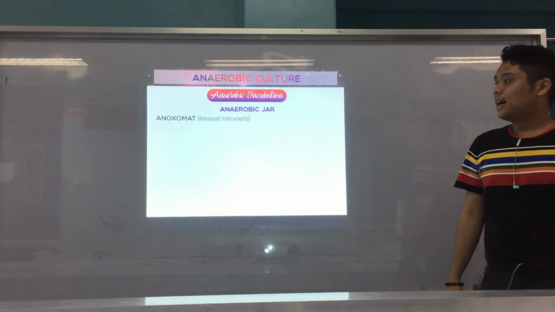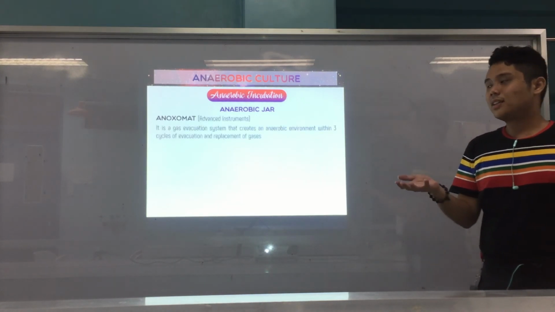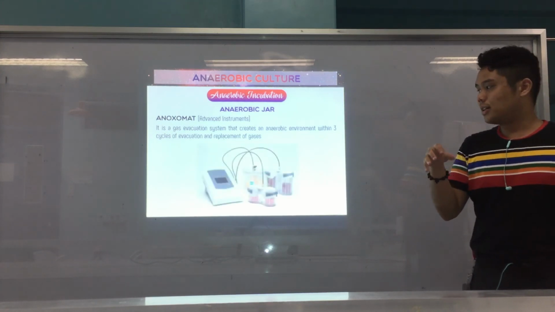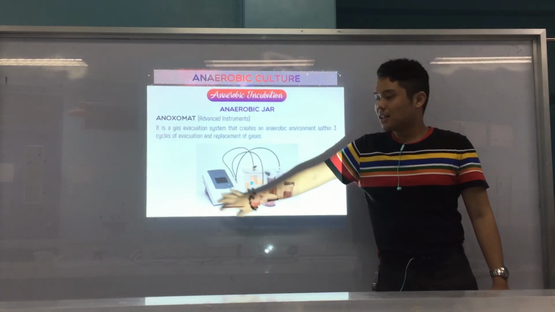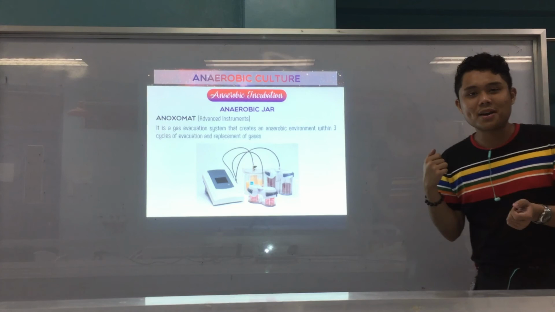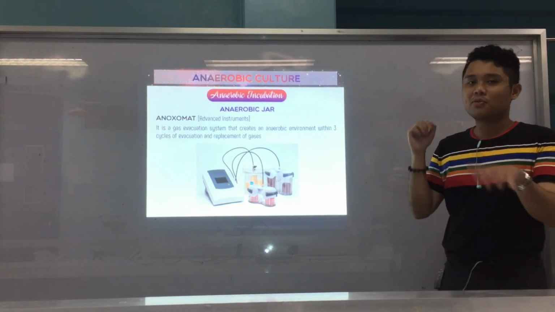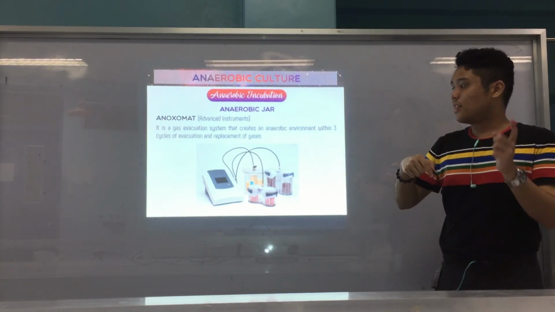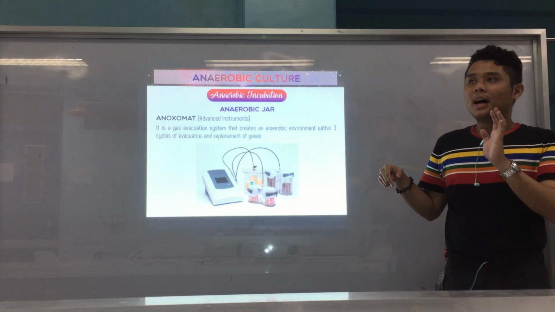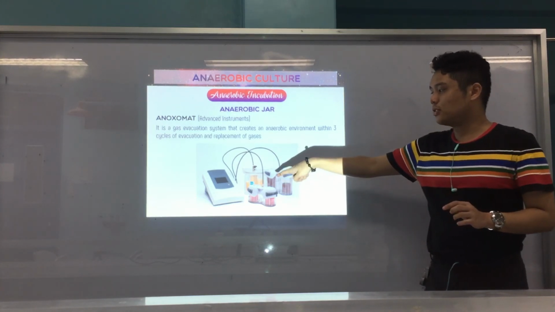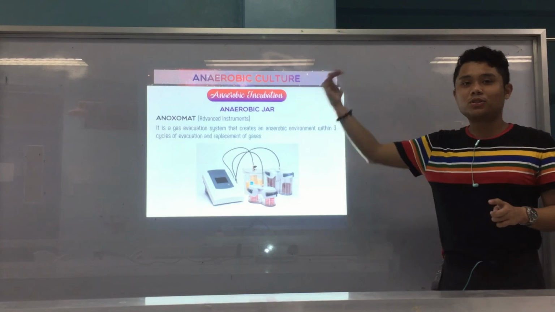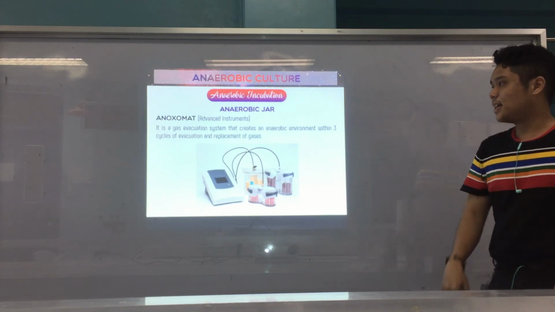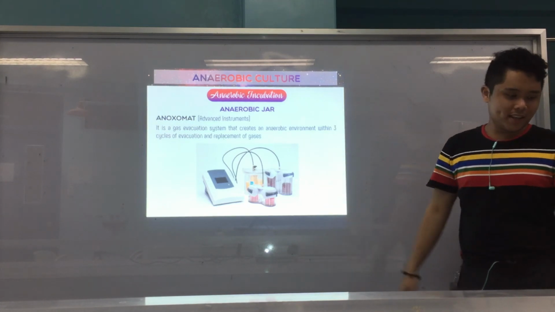Next, we also have what we call the Anoxomat, by Advanced Instruments. It provides the gases for your jar. So you no longer use the envelope or the palladium catalyst, because it provides the gas aside from oxygen. It works within 3 cycles of evacuation and replacement of gases. For example, it supplies nitrogen: the first cycle removes the air and replaces it with a different gas. So there are 3 cycles of evacuation and replacement. So, that's the Anoxomat. Okay, all right.